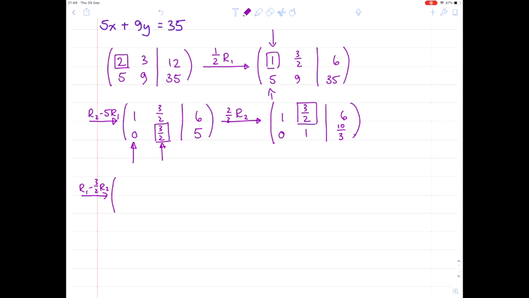And if we do that, we get 1, 0, 0, 1, and 1 and 10/3. So if we turn this back into a system of equations, what we get is x is equal to 1 and y is equal to 10/3.